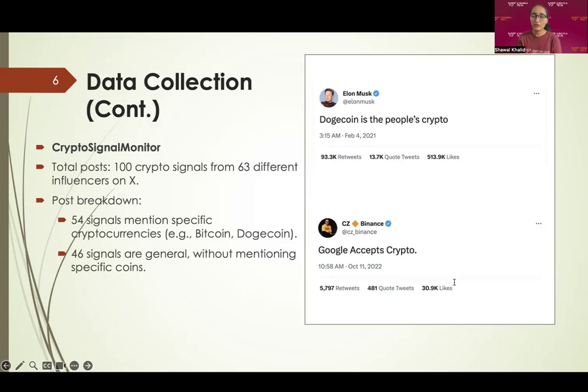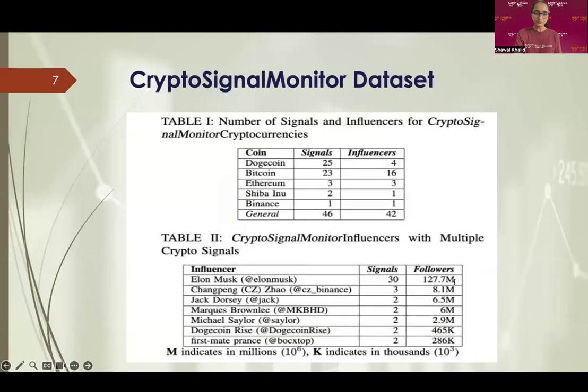And then we have 46 signals that are classified as general. So these signals don't really mention any particular currency. For example, in this image, you can see the post by Binance, which says Google accepts crypto. This just talks about crypto, it's more general. So we have these two categorizations: one is the specific crypto signals, and the second is the general crypto signals.